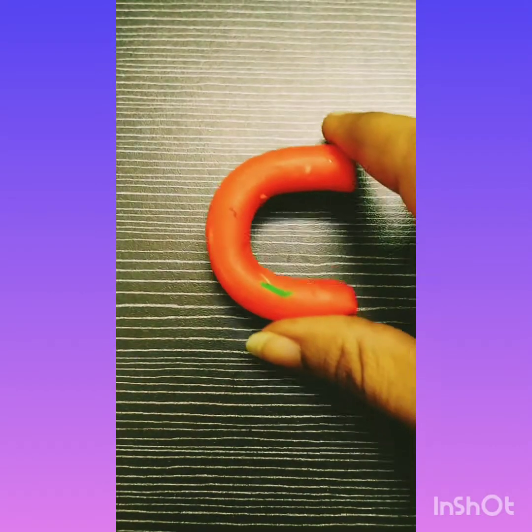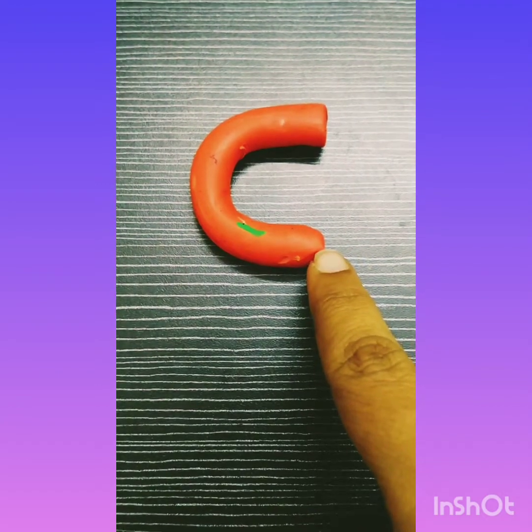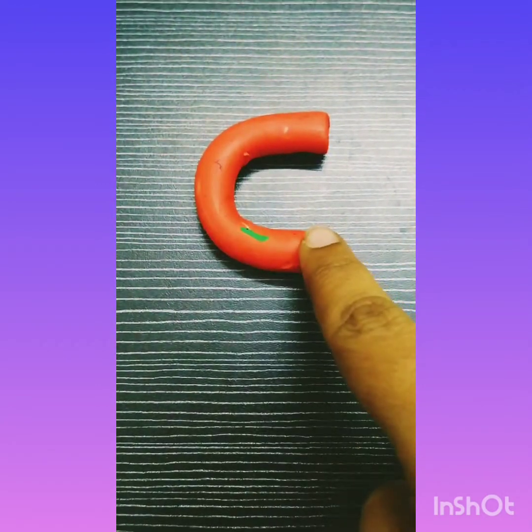Now kids, look here, what is the formation of letter S? So very first you have to make a left curve. Okay, you have to make a left curve.